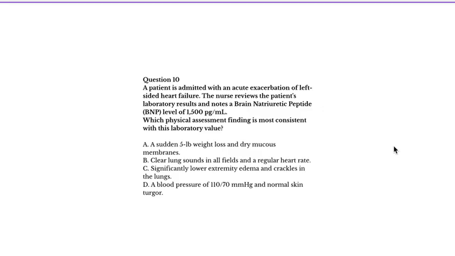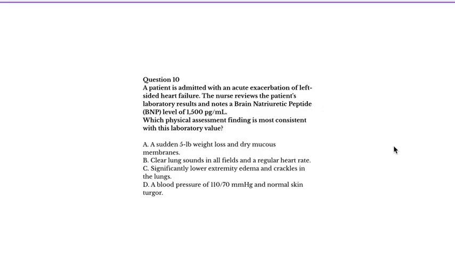So what did you guys choose? The correct answer here is definitely going to be letter C. So why is C the correct answer? Well, it not only encompasses the left-sided heart failure, as you can see, crackles in the lungs, but it also encompasses everything related to a similar idea of weight gain.